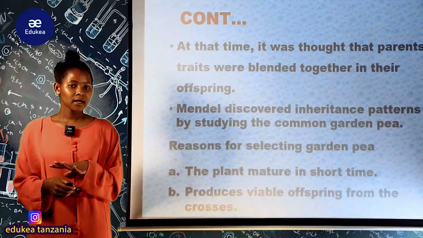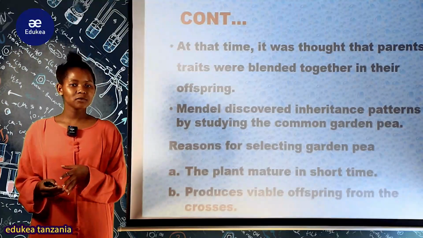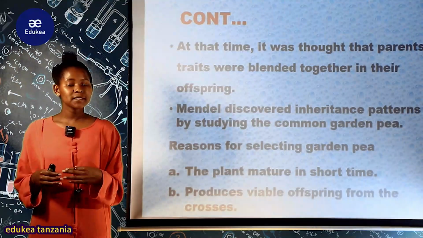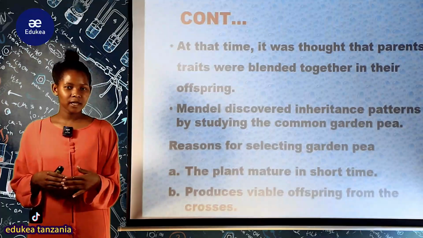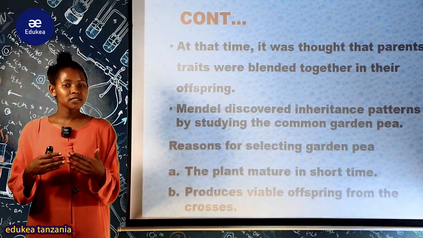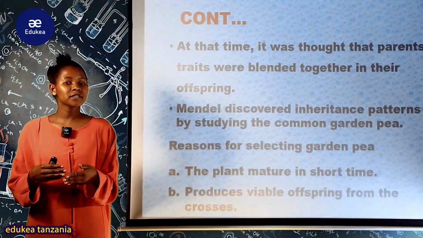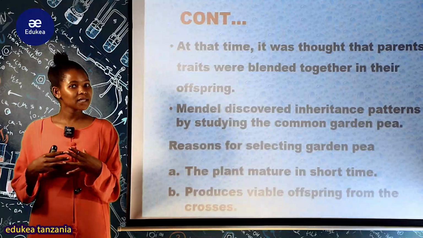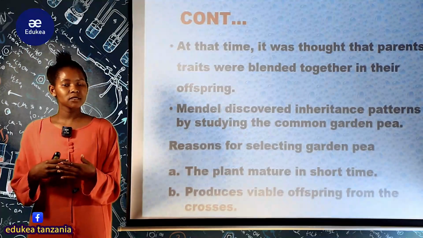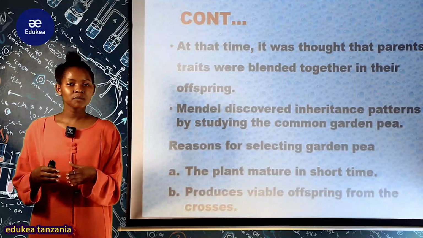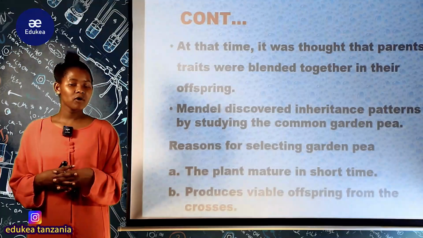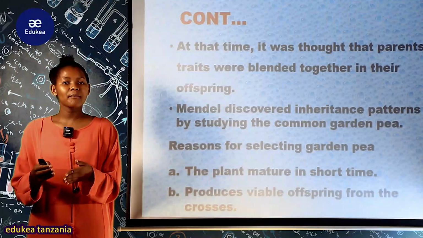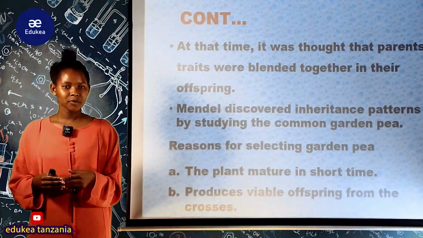Hizo reason tumeona kwamba reason ya Mendel kutumia garden pea na si kutumia another kind of organism ni kwamba hizi garden pea zina capability ya kumature for a short period of time. Thus hii sifa ilikuwa inamsaidia Mendel kuweza kufanya uchunguzi wake kwa wepesi zaidi ndani ya muda mfupi. Pia sifa ya garden pea ambayo ilimvutia Mendel kuchoose ilikuwa ni kwamba those garden peas are capable of producing viable offsprings from crosses. Tukisema viable offsprings ni zile offsprings ambazo ziko capable for further reproduction.